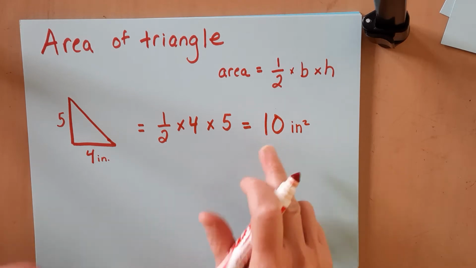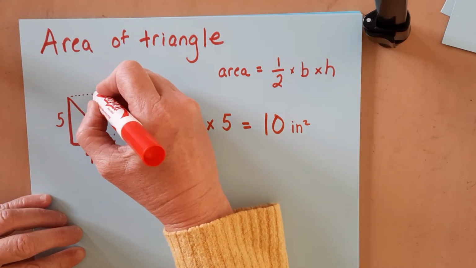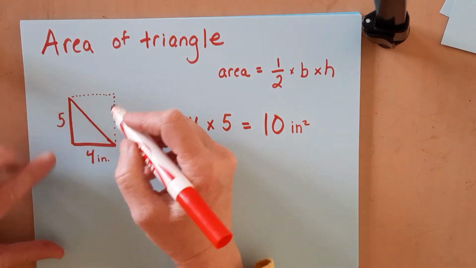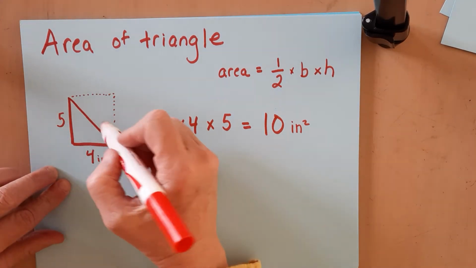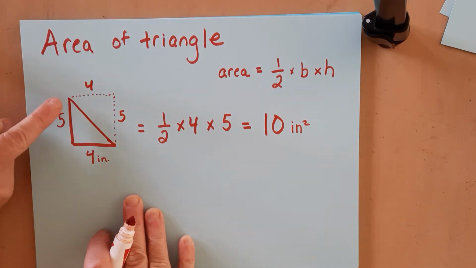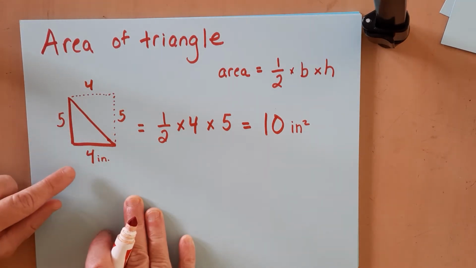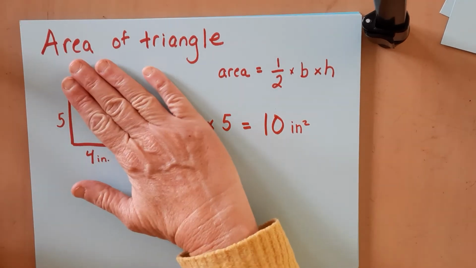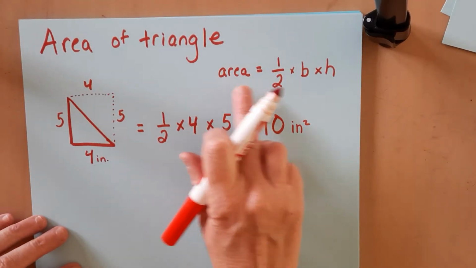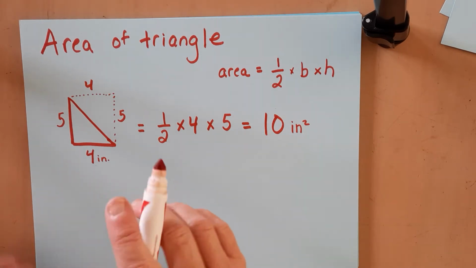The interesting thing about that is you can see why that works. If I draw some little dotted lines like this, if we had expanded this triangle and made it into a square, and we found the area of the square, if this was 5 and this was 4, well, this would be a rectangle. The area of this rectangle would be 4 times 5, which would be 20, but we only want half when we are finding the area of a triangle. So half of 20 is 10, and that's why the area of a triangle is 1/2 times the base times the height.